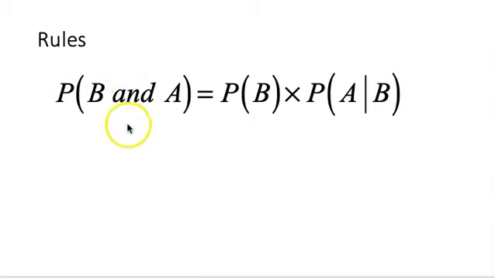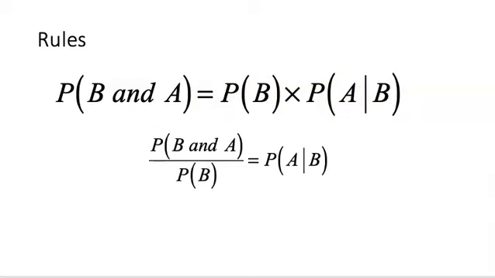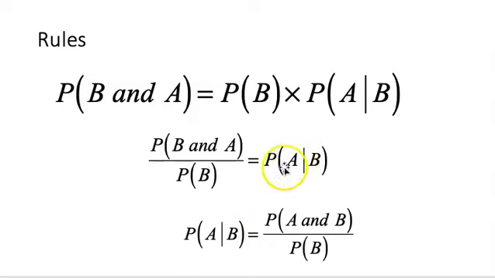Now, what else can we say? Just sort of reversing the order. Probability of B and A is the probability of B times the probability of A given B. If that's the case, I can then solve for the probability of A given B by dividing probability of B from both sides. So we can say probability of B and A divided by probability of B equals probability of A given B. But the reality is probability of B and A is the same as the probability of A and B. So if I wanted, I could rewrite this with probability of A given B on the left, and probability of A and B divided by the probability of B. So those are some rules that we can use if we want.